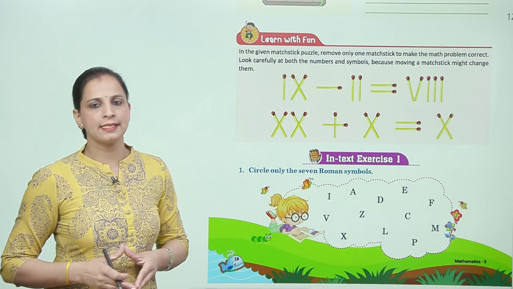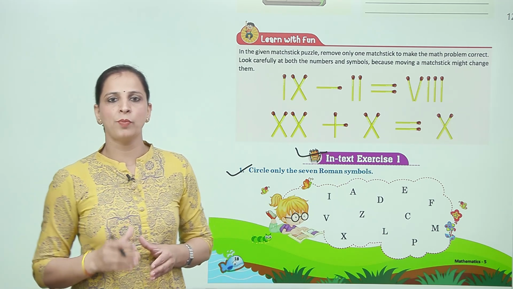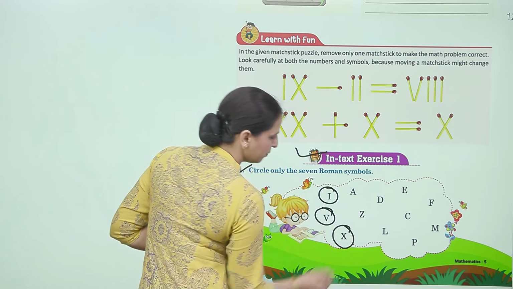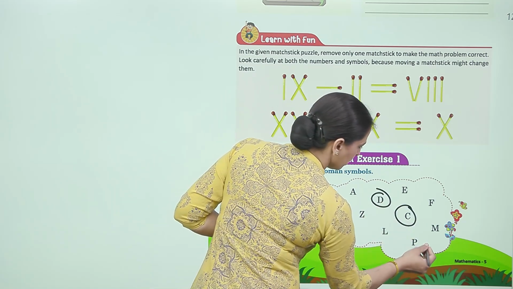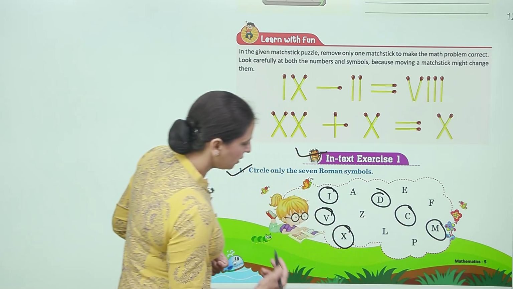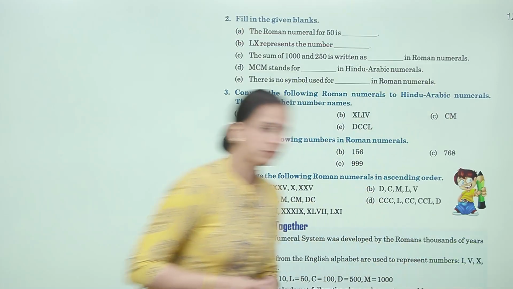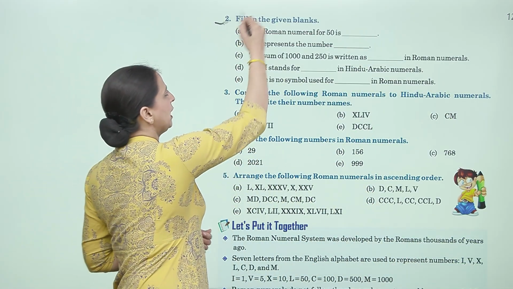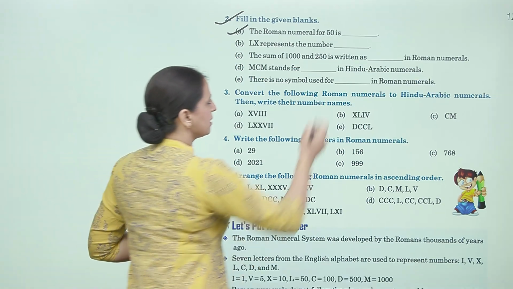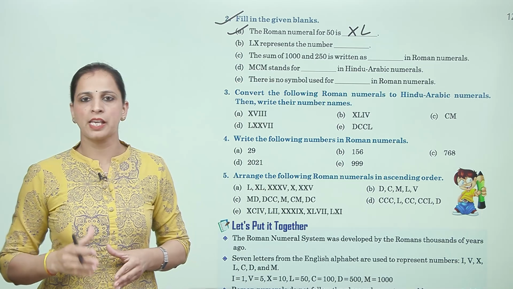Now in text exercise 1. Question number 1. Circle only the 7 Roman symbols. That is I, V, X, L, C, D and M. 1, 2, 3, 4, 5, 6 and 7. Now question number 2. Fill in the given blanks. First, the Roman numeral for 50 is L. तो बच्चों सेम मेथड को यूज करते हैं. बाकी के पार्ट्स आप खुद ट्राई करेंगे.